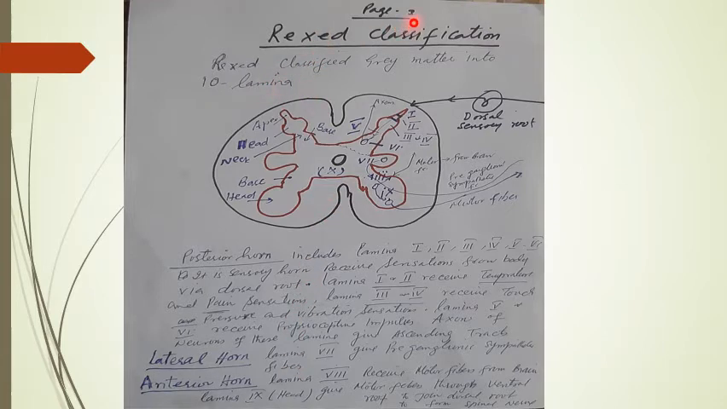This is the Rexed classification. Rexed classified gray matter into 10 laminae.